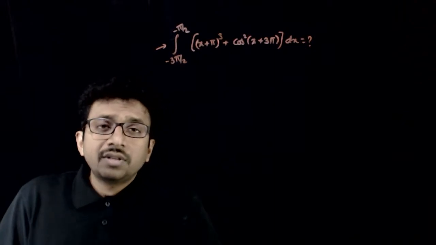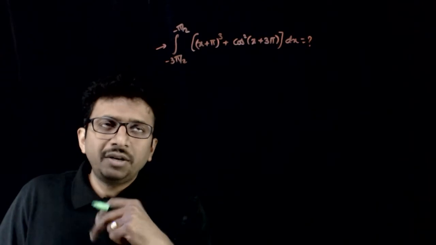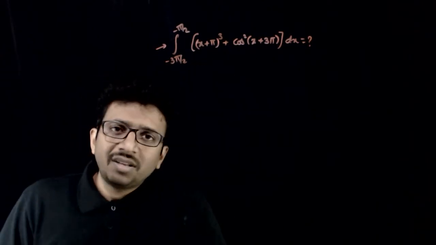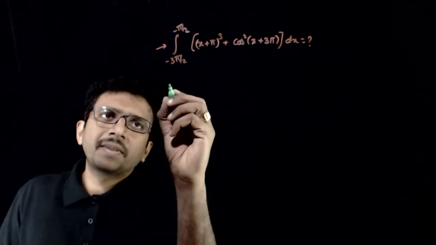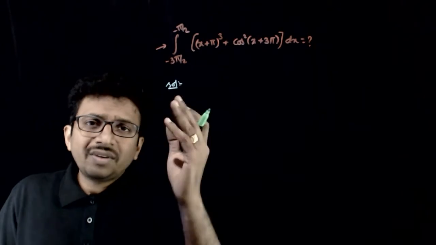So welcome students. In this question you're asked to find the integration from minus 3 pi by 2 to pi by 2 of (x plus pi) whole cube plus cos square of (x plus 3 pi) dx. So it's a very straightforward question.